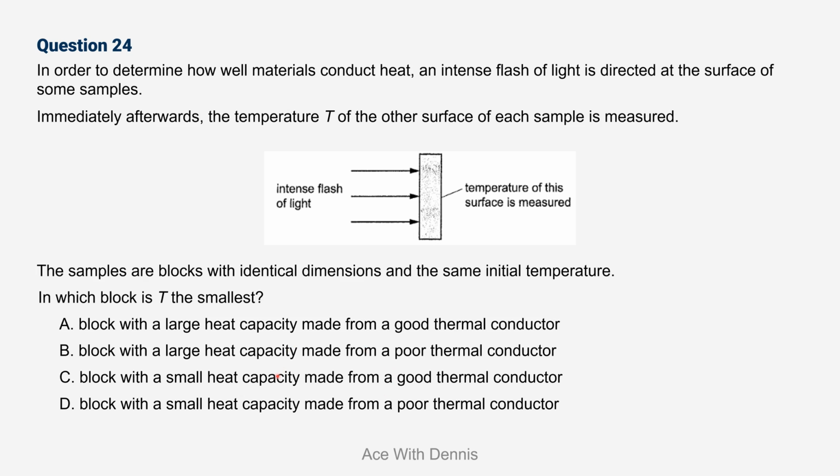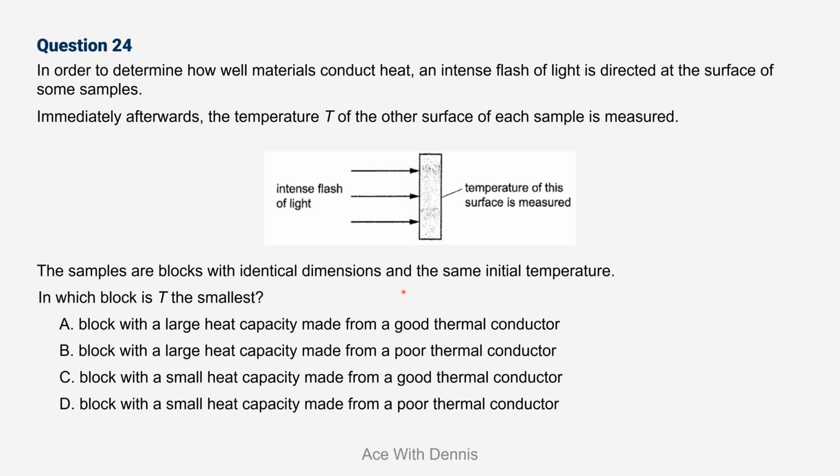Therefore, from here we can eliminate option A, where it has large heat capacity but a good thermal conductor, and also option D, small heat capacity and a poor thermal conductor. Alright, so the possible answer could be either B or C.